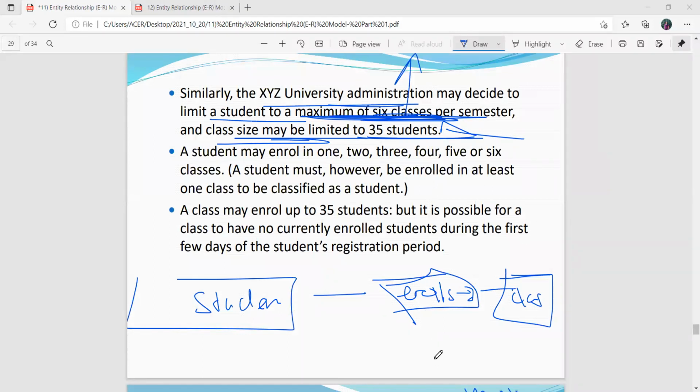So I'm going to do it like this. Okay, let's take the student cardinality. One student can take many classes. The relationship is equal to 1 to many. One student can take many classes, so the relationship is 1 to many.